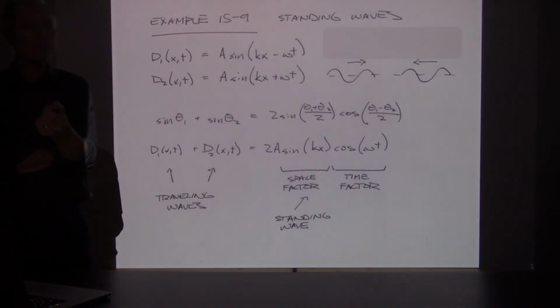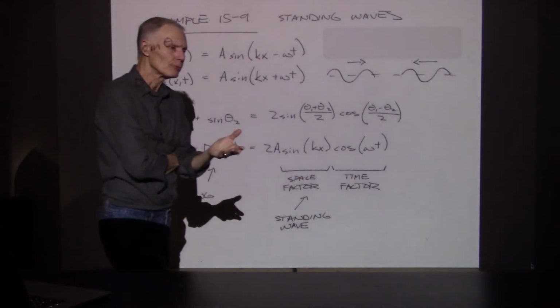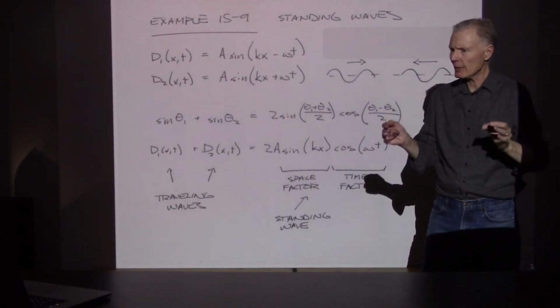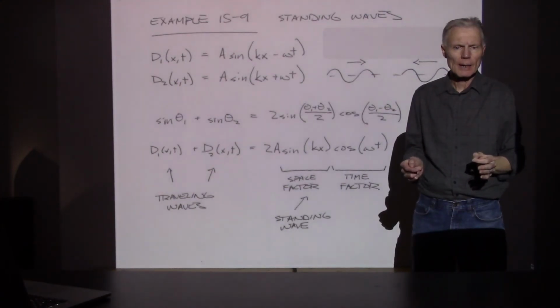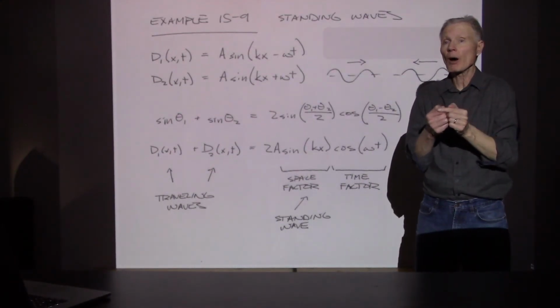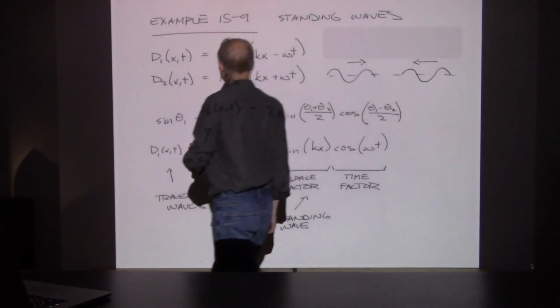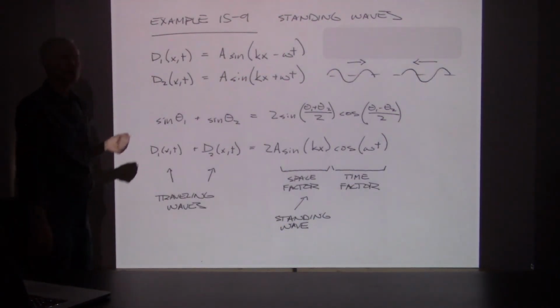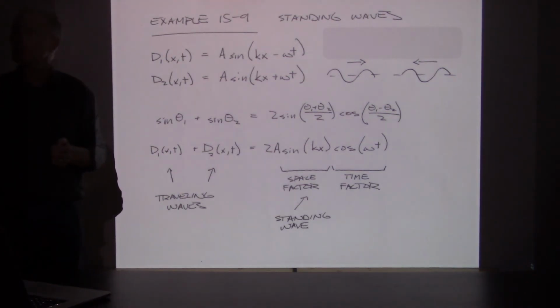So standing waves, mathematically, are actually a superposition of two traveling waves with the same amplitude, the same frequencies, the same wave number, but traveling in opposite directions. So yes, the standing waves are going to be solutions to the wave equation that we saw earlier.